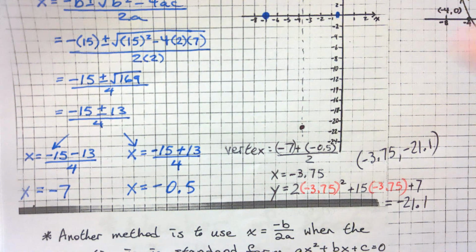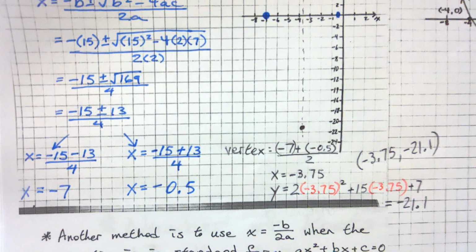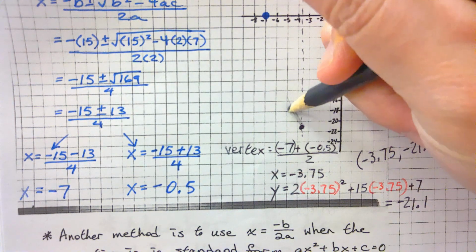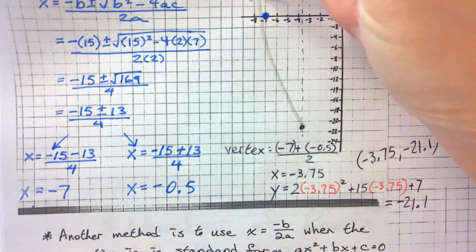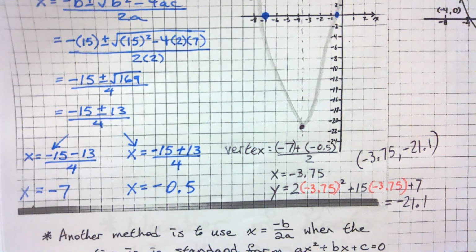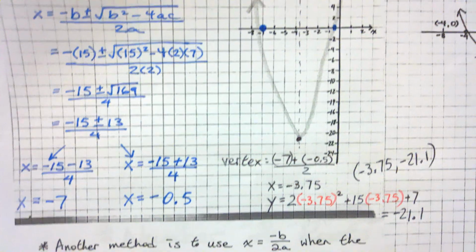Right. Now that I have my vertex, my x-intercept, and my y-intercept, I can draw the parabola. Okay, looks a little off, but you get the idea.